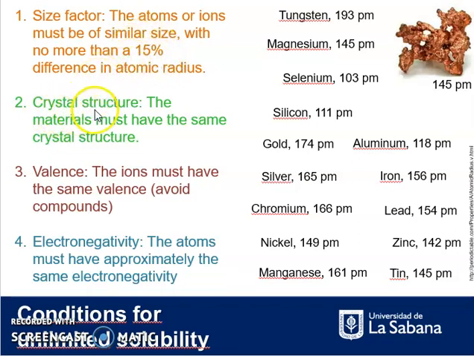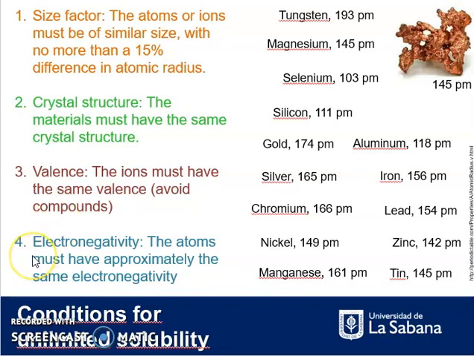Then the crystalline structure is crucial. So if you have different crystalline structures, the solubility will be possible only in low concentrations. The valence: if the materials share the same valence, it's possible that they coexist in the system, but differences in valence make the materials react.